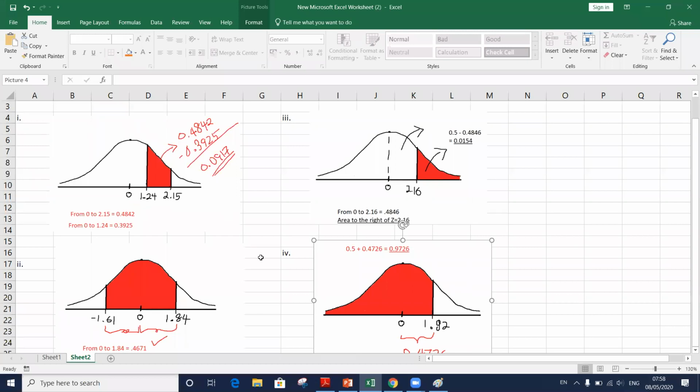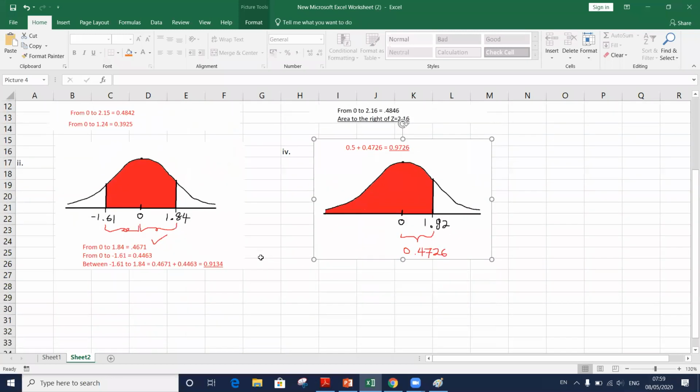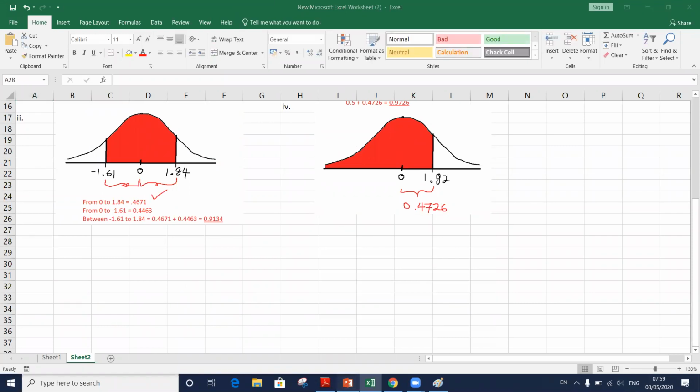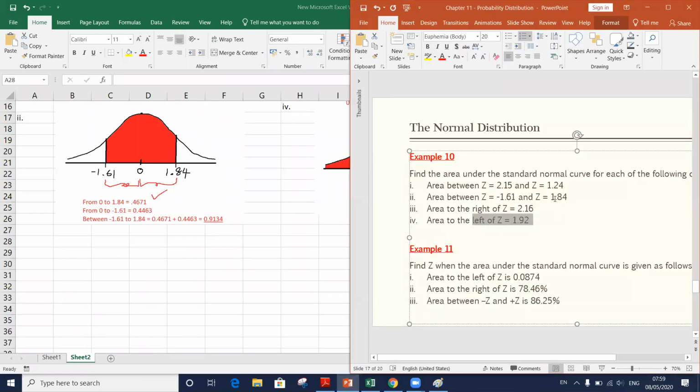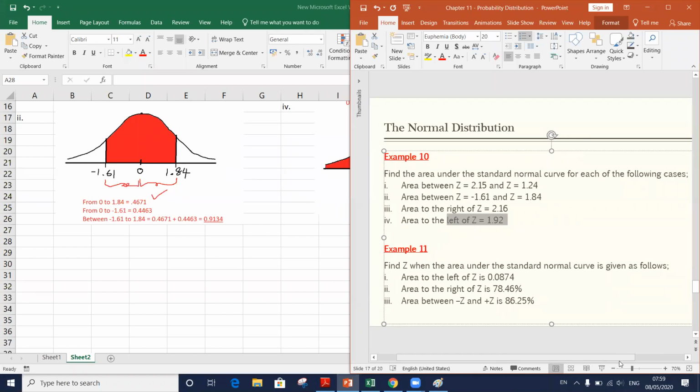Right, that is example number 10. So if we are provided with any z value, we should be able to find the relevant probability values, right? That is what is tested in example number 10. If we are given a z value and a range, to the right or to the left, we should be able to find the relevant probability value. But in example number 11, it is the other way around, right?